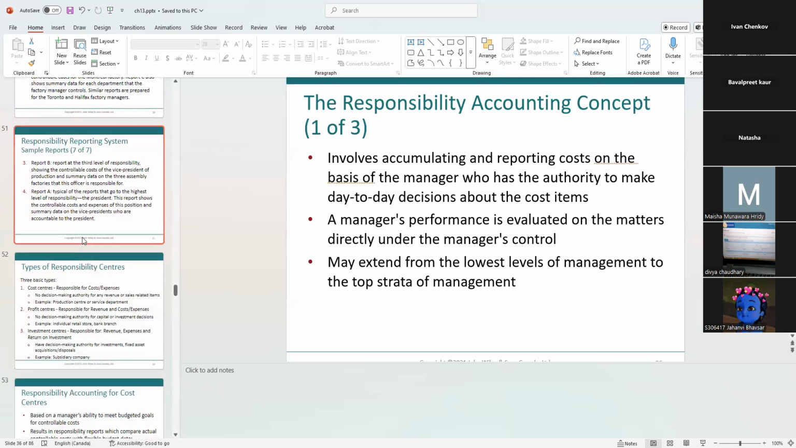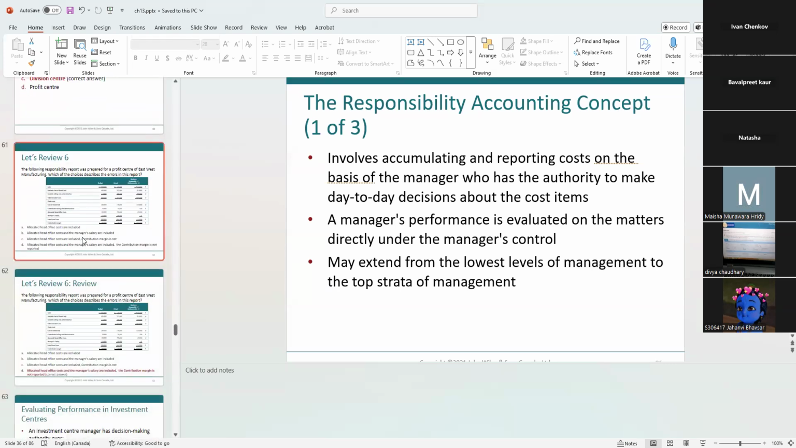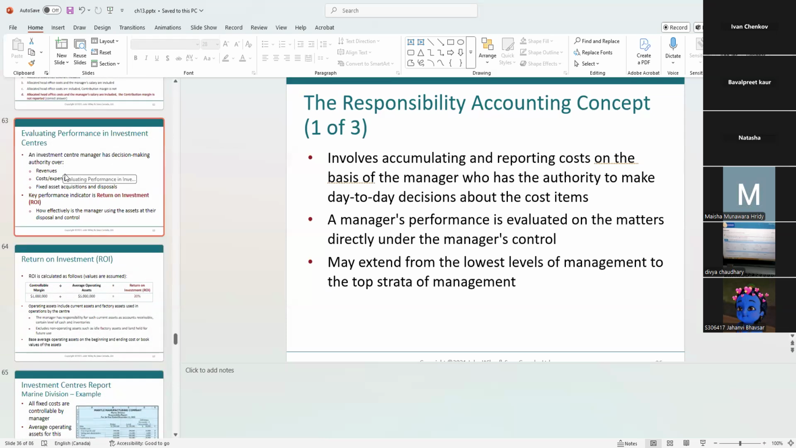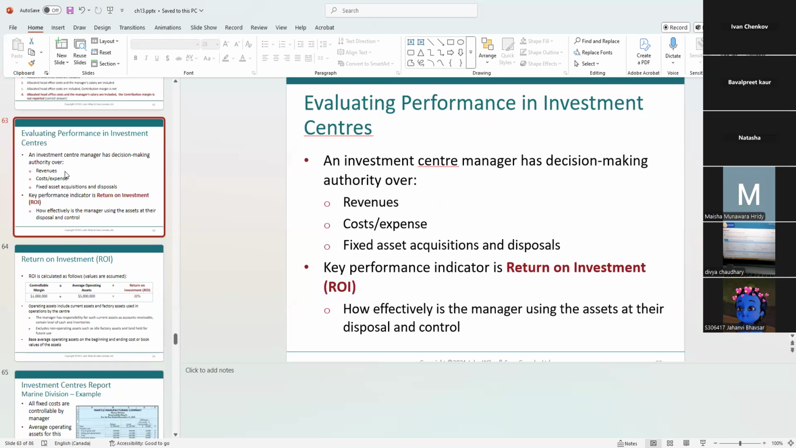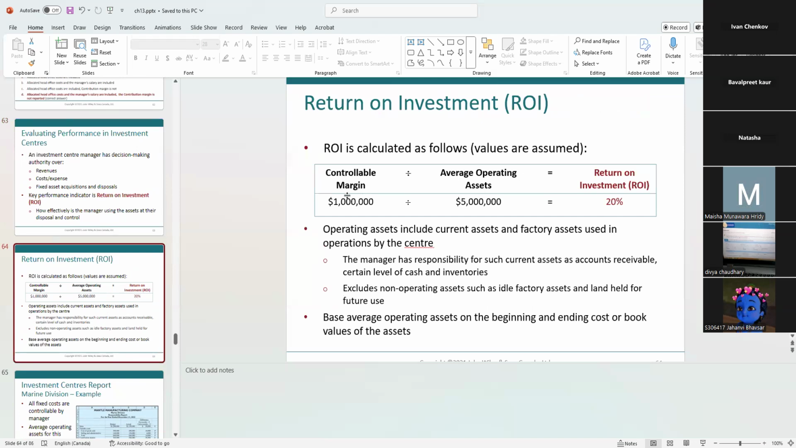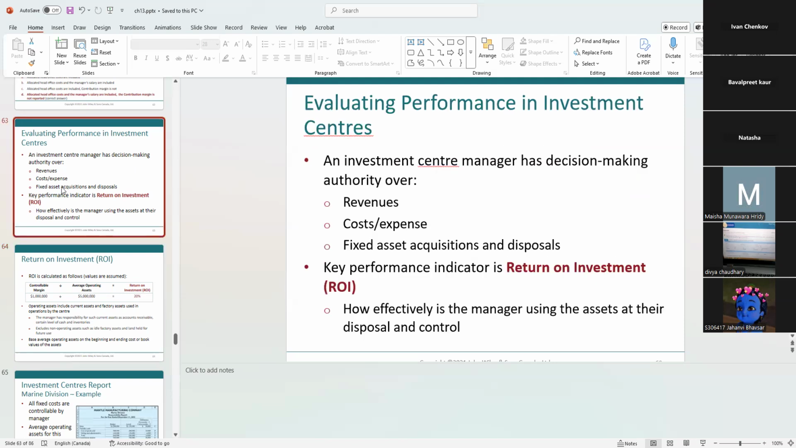Next question, I'm going to jump to the next question, will be related to return on investment and residual income. Return on investment, as we said in class, can be calculated when you have controllable margin. Now, in your case, it's not going to be controllable margin, it's going to be just operating income divided by average operating assets. In your case, only assets will be given. So you don't have to sweat on the average operating assets. Only one number is going to be given.